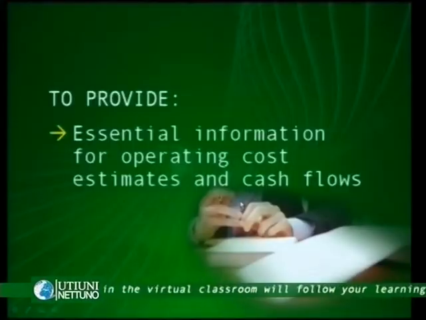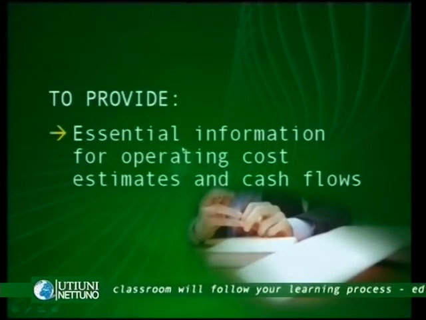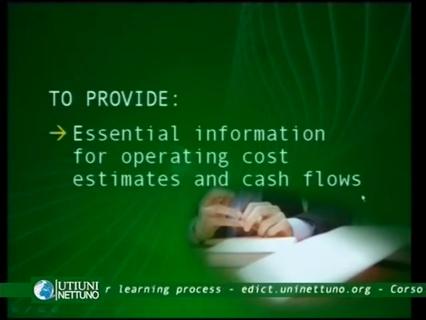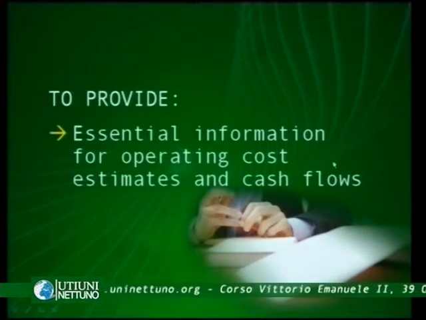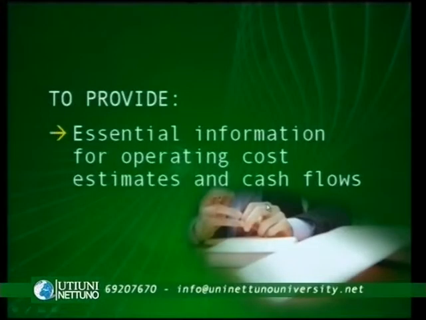What is the output? To provide essential information for operating cost estimates and cash flows. So let's reflect a little bit on these elements. Essential information for operating costs are crucial for the estimation of the profitability of the investment itself. So we have to estimate the operating costs as well as to estimate the cash flows, cash in and cash out related to the management of production.